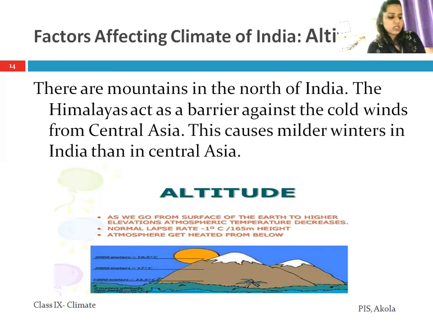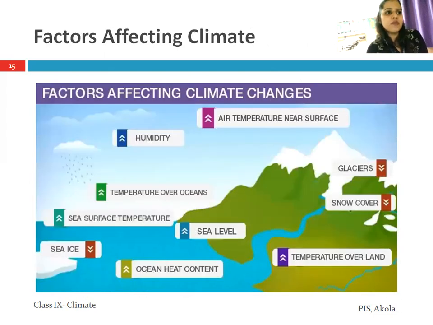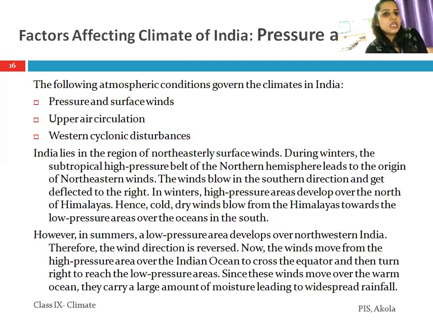Again, if you see, the more upper you move on from the surface on a height, that refers to the altitude, which is there clearly being given in the picture. Moving ahead with the third factor that affects the climate of India is pressure and wind. Now in this, as we have discussed with the help of a tree diagram, we have got three atmospheric conditions that governs the climate in India. That is pressure and surface winds, upper air circulation, and western cyclonic disturbances.